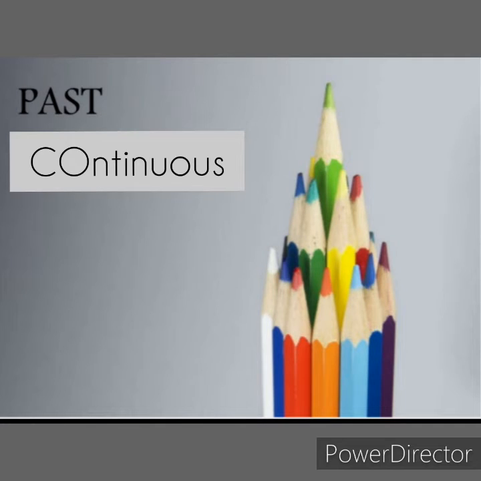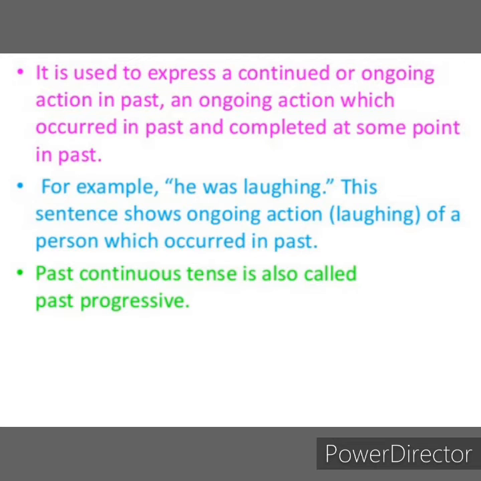Now past continuous tense. Past continuous is used to express a continued or ongoing action, the action which was going on in the past, which occurred in the past and completed at some point in past. For example, he was laughing. This sentence shows that the action of laughing of a person was going on in the past.